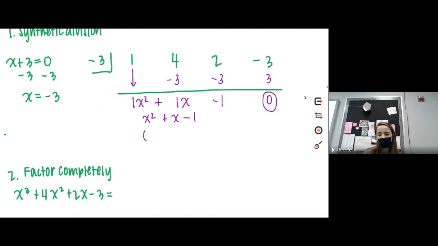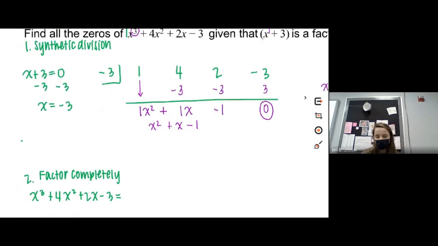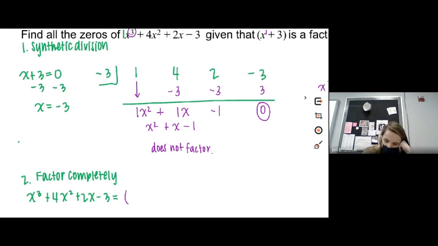All right, so then we want to factor x squared plus x minus 1. I need two numbers that multiply to be -1, but add to be 1. I don't think that works, actually. It doesn't factor. So this does not factor. Okay, so when we factor this whole thing completely, we'll just write it as x plus 3 from the original problem times x squared plus x minus 1.